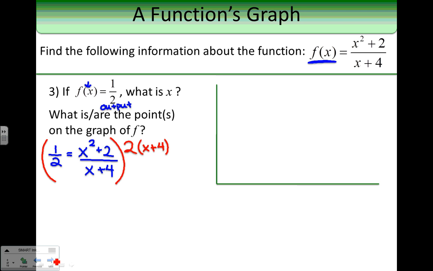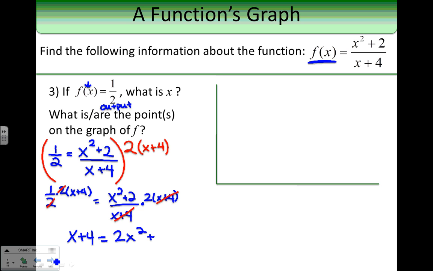So 1/2 gets multiplied by 2 times x plus 4, and x squared plus 2 over x plus 4 will also get multiplied by 2 times x plus 4. So we can cancel out these denominators, and we get x plus 4 is equal to 2 times x squared plus 4.